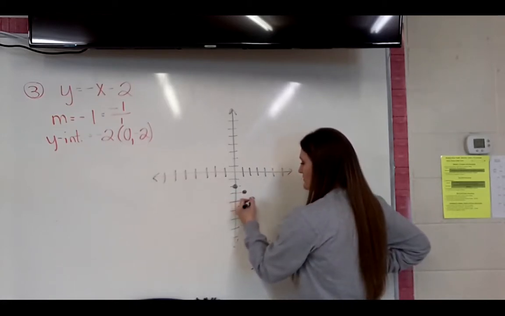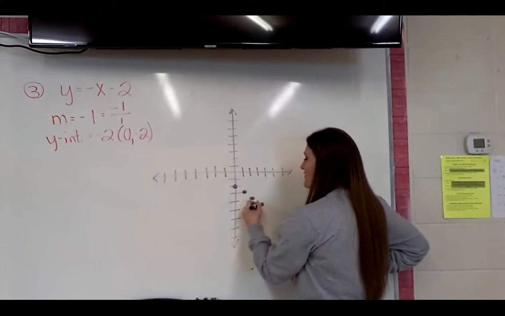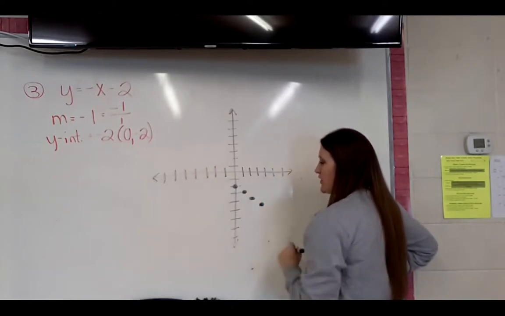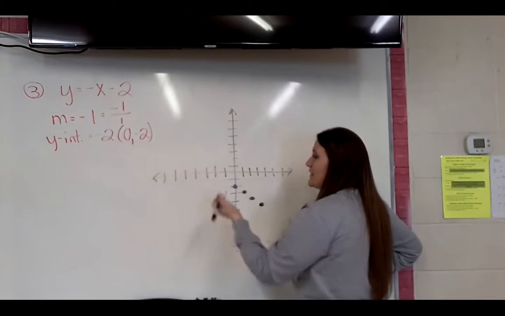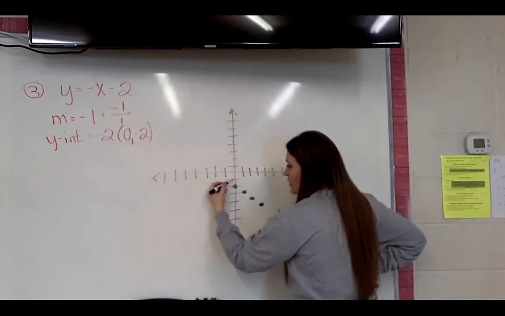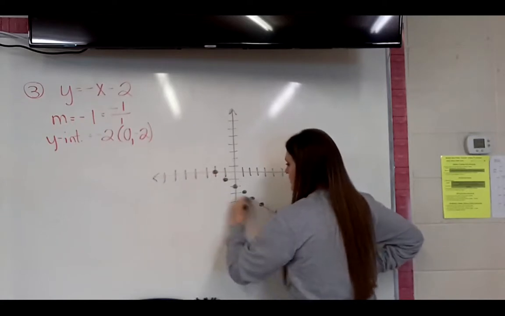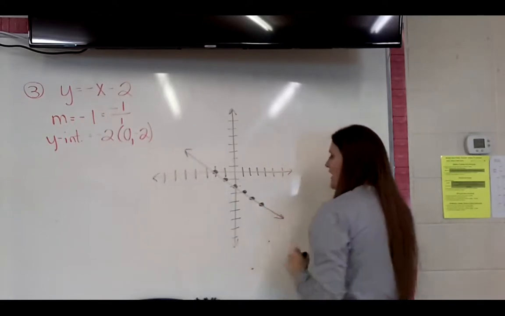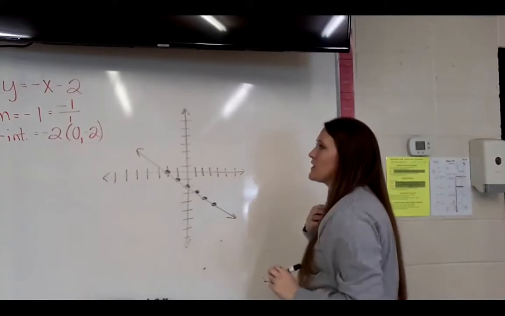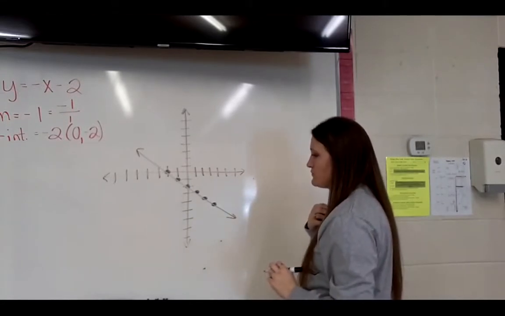Down 1, right 1. If I wanted to know where it crossed in the other direction, because this is a line, that's where you would just do it backwards. Up 1, left 1. But there is our line. We have now graphed y equals negative x minus 2.